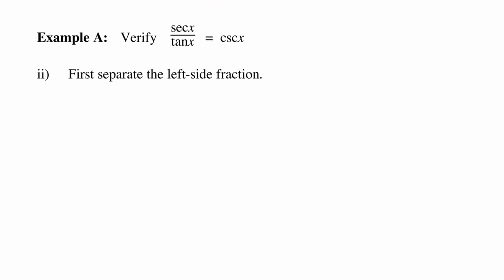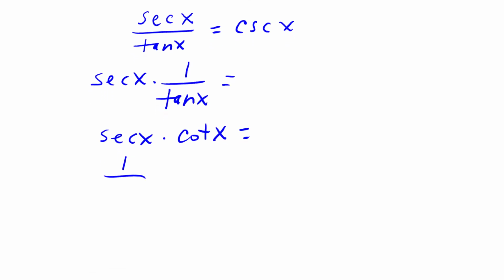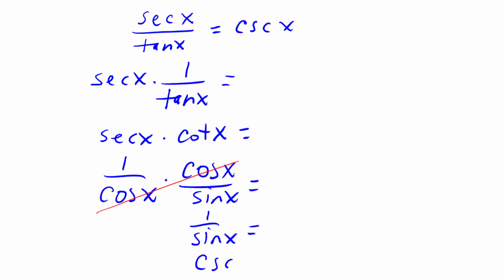Here we actually have the same identity to verify. We're going to use a different technique. Instead of first writing everything in terms of sine and cosine, we're going to split the fraction on the left side into secant times 1 over tangent x. Then we can use a reciprocal identity because 1 over tangent x is cotangent x. And then we have secant times cotangent. Now we can convert to sine and cosine. 1 over cosine times cosine over sine. The sines divide out. We get the same result as we got earlier when we did it the first time. 1 over sine x becomes cosecant x, and that equals cosecant x.